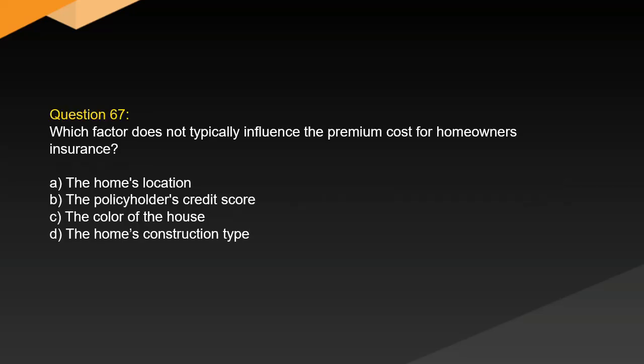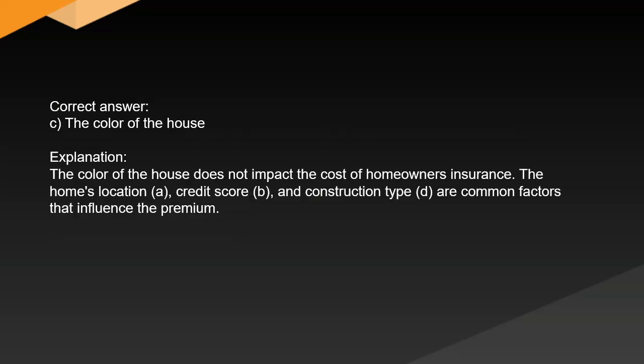Question 67. Which factor does not typically influence the premium cost for homeowners insurance? A, the home's location. B, the policyholder's credit score. C, the color of the house. D, the home's construction type.